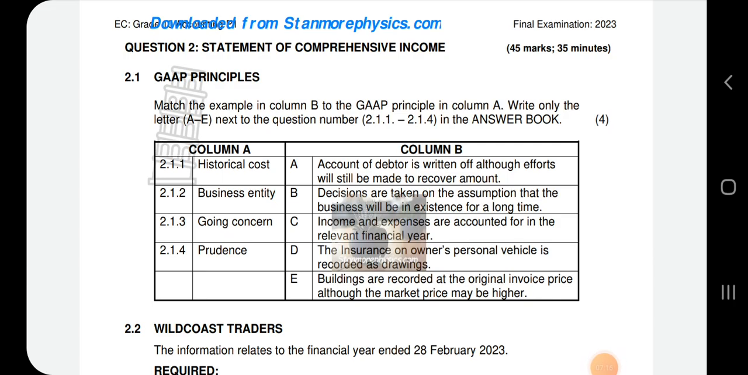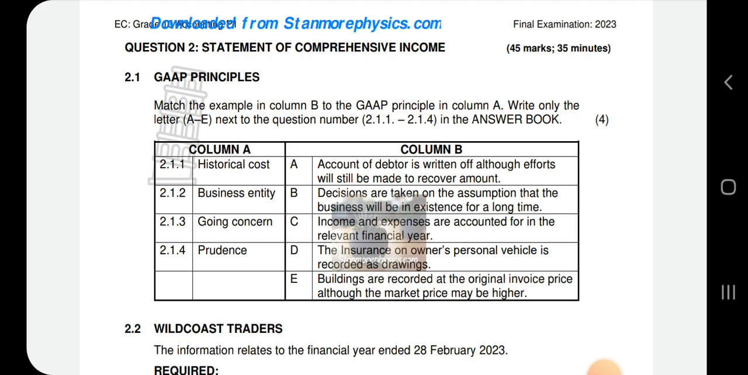All right, let's start with the statement of comprehensive income. For question 2, we're going to start with 2.1, GAAP principles. You'll just be writing the answer. Match the example in column B to the GAAP principle in column A. Write only the letter A to E next to the question number 2.1.1 to 2.1.4 in the answer book.